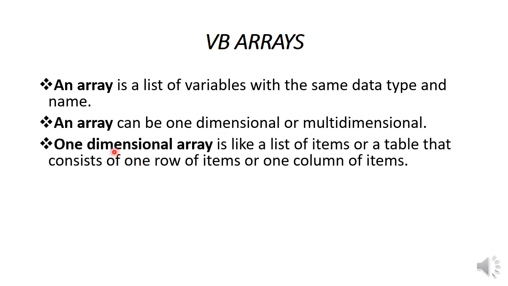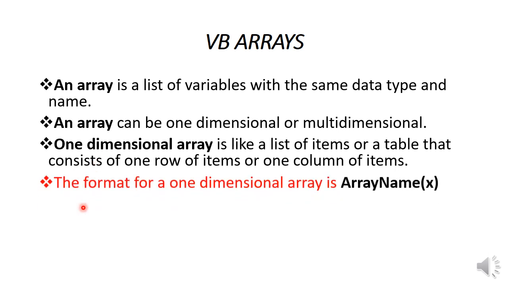A one-dimensional array is a collection of elements which are arranged on one row. So it's like a table consisting of one row of items or one column of items. This is the general format of a one-dimensional array in Visual Basic. You see that the format of single-dimensional arrays in Visual Basic is different from the general format of single-dimensional arrays in C++, because in Visual Basic we use the following symbols. We use parentheses instead of brackets.